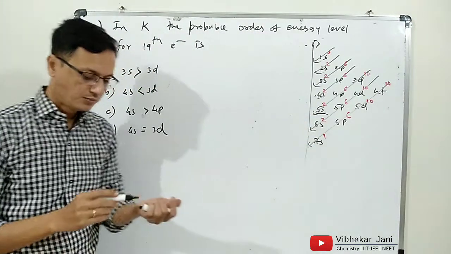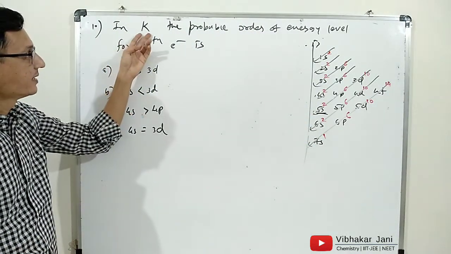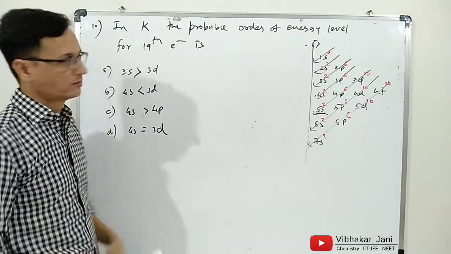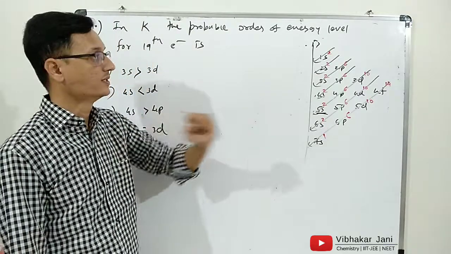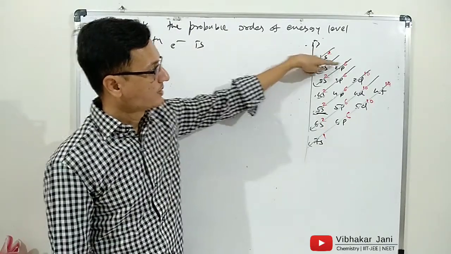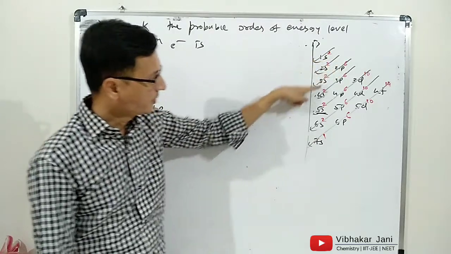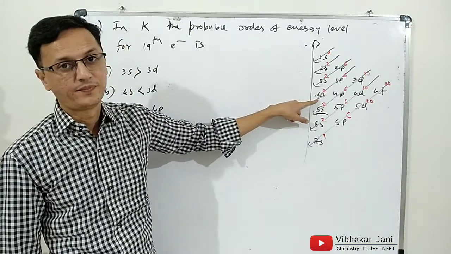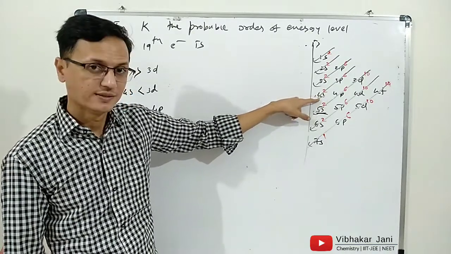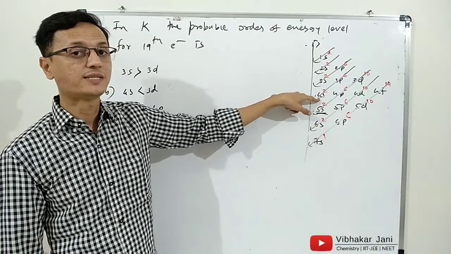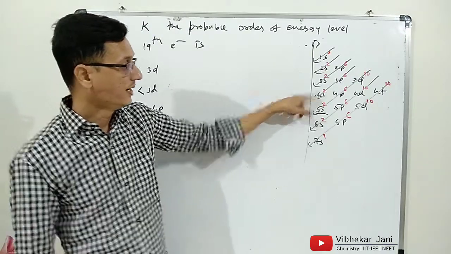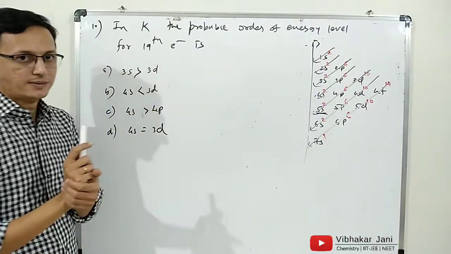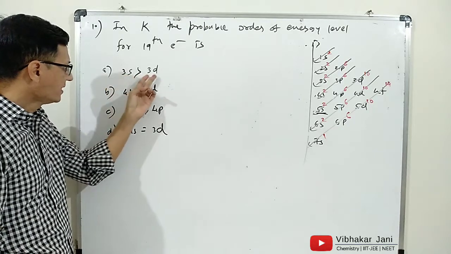Again, you can use the Aufbau chart. In K, the probable order of energy level for 19th electron. So let us count where the 19th electron is. 2 plus 2, 4, plus 6, 10, plus 2, 12, plus 6, 18, plus 1, 19. So the 19th electron is in 4s orbital. 4s1, that means the last electron of potassium is in 4s orbital. And the question is the energy level for 19th electron, here 3s greater than 3d.